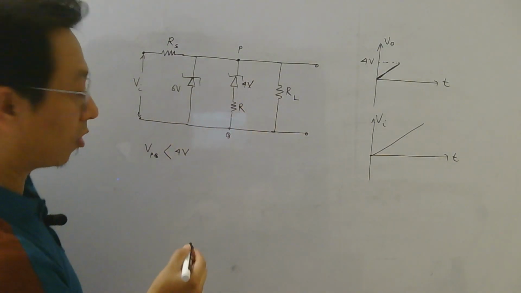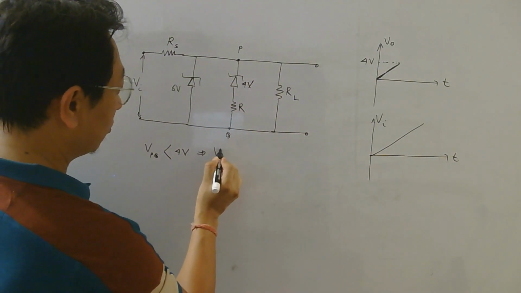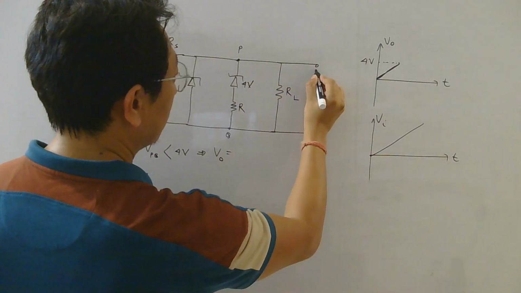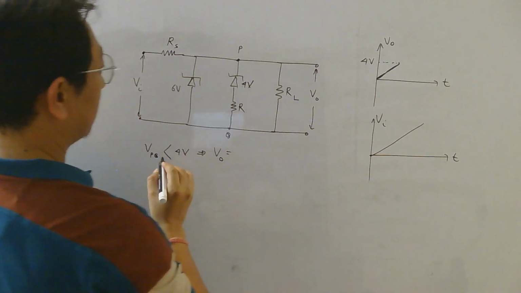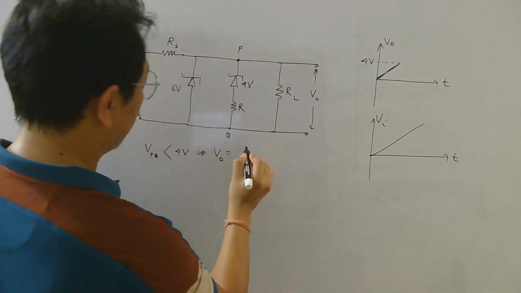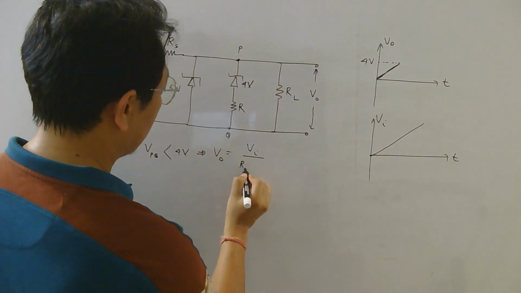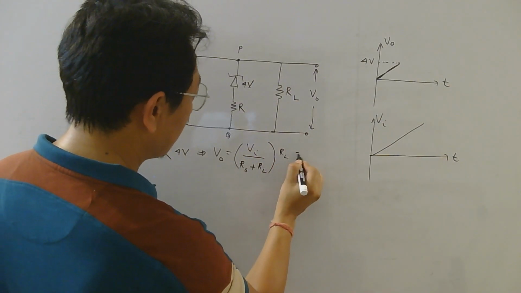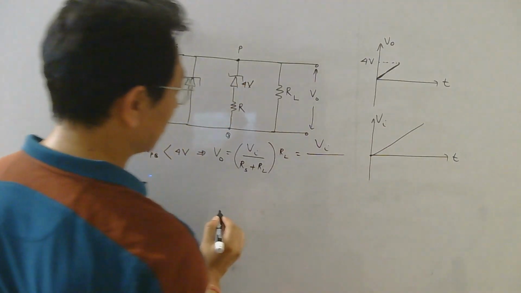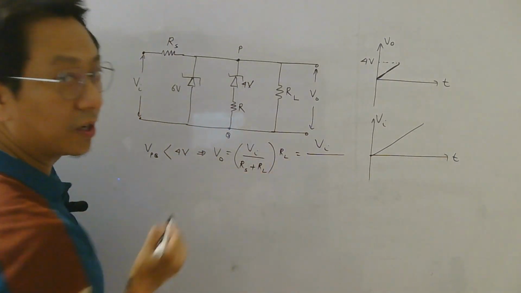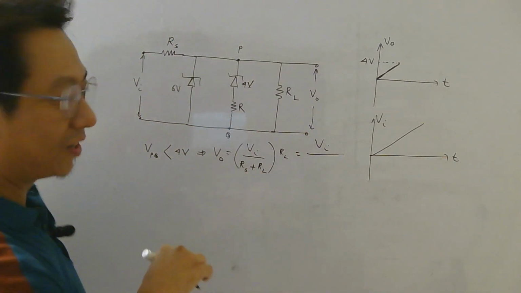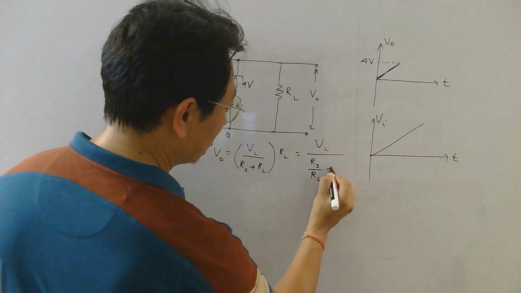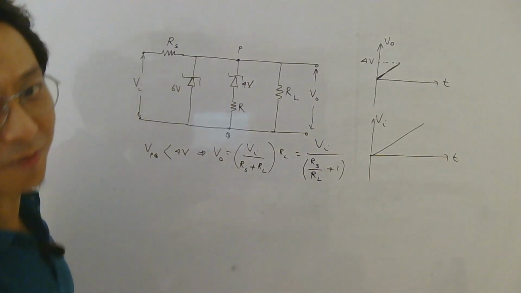both the diodes will be off, and in that case your output voltage here will be the current flowing, which is VI divided by RS plus RL, times RL. Let me write this one this way, okay? VI is equal to, let me take this one which is in the numerator, in the denominator of denominator. So this will become RS by RL plus 1. So let me write this way, okay?